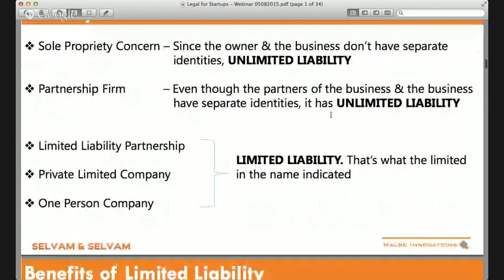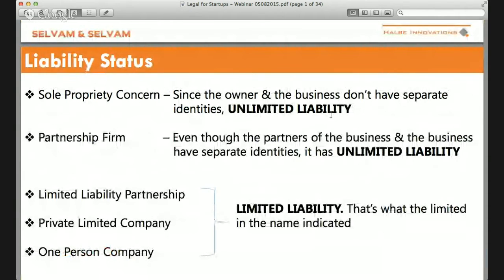Now, once we have discussed what limited liability means, I would also like to talk to you about which type of legal organization has what liability. So as the screen in front of you displays, a sole proprietary concern and a partnership firm both have unlimited liability. What this essentially means is if a partnership firm has 100 rupees to pay but only has 50 rupees to make the payment, all of the partners in the firm have to bring 50 rupees from their personal pocket to make the liability whole. That is the risk, and that is what is called unlimited liability. But private limited companies, a limited liability partnership, and a one-person company, all three of these enjoy limited liability. That is exactly what the limited in the name essentially means.